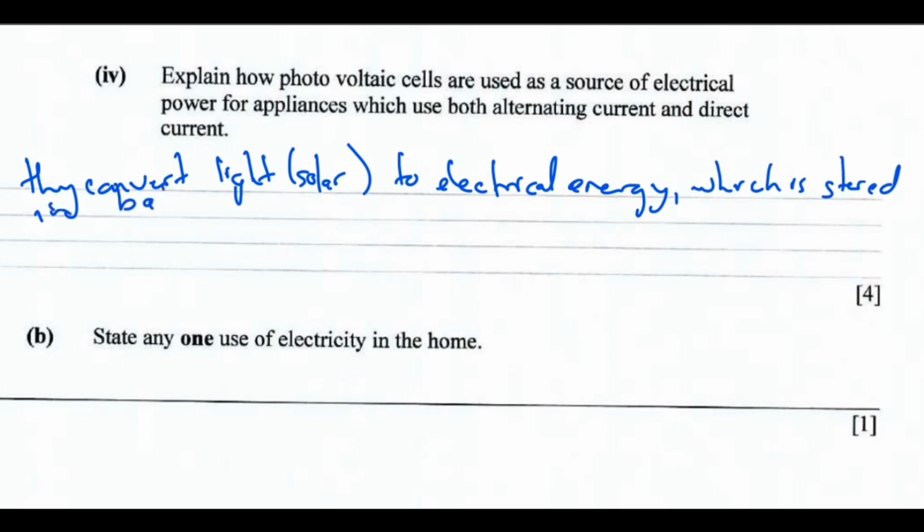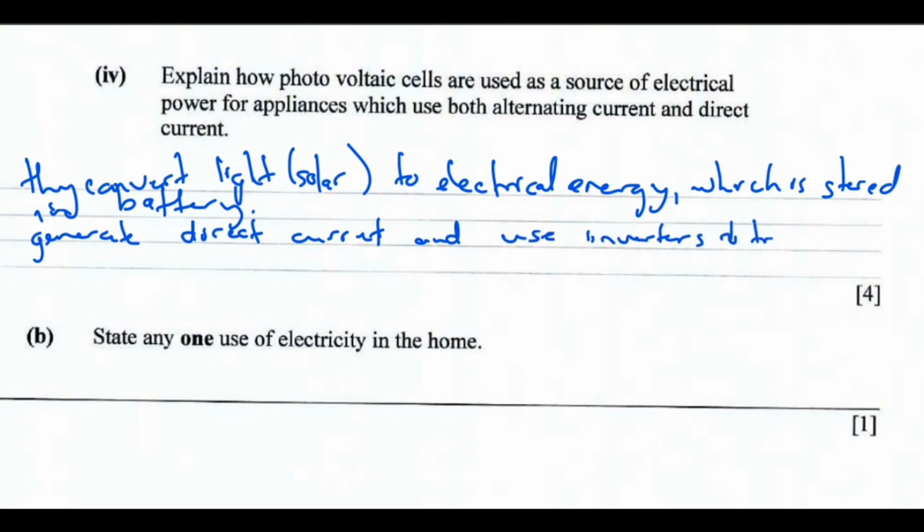In a battery. Then the next thing is that they generate direct current. They generate DC current or direct current, and use inverters to convert DC to AC, to transform direct current to AC. If the appliances are using direct current, then no problem, but if they need to use AC, then you need to use an inverter.